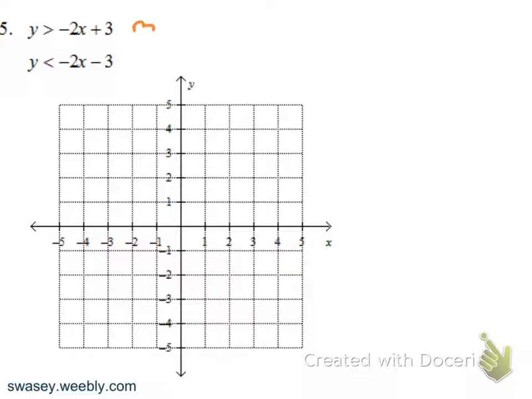First one on 5, slope is -2/1. Y-intercept's 3. So plot a point at 3, go down 2 to the right 1.